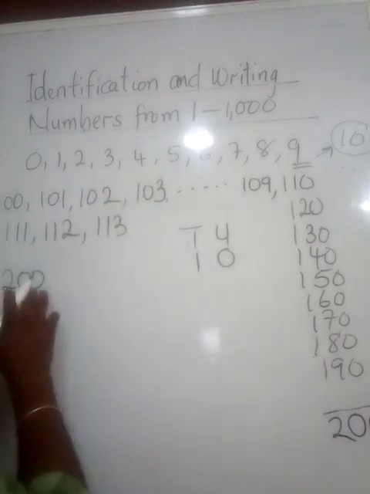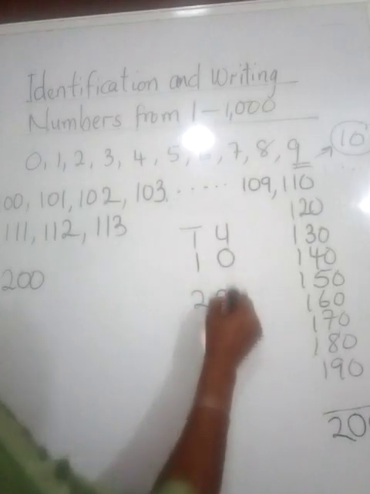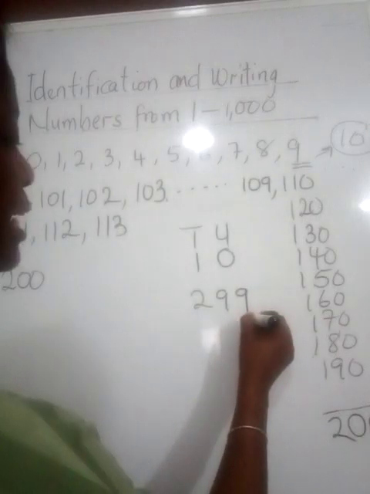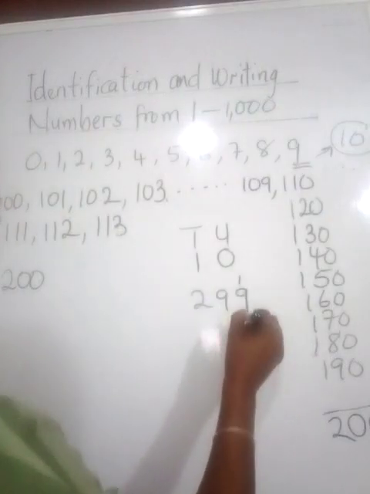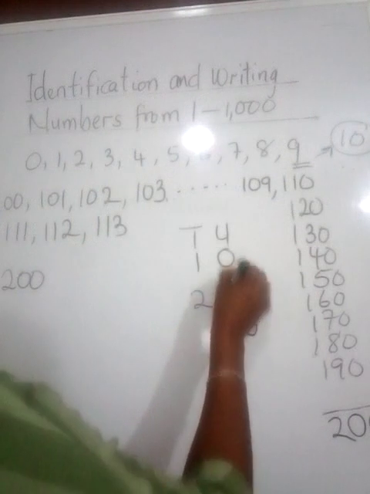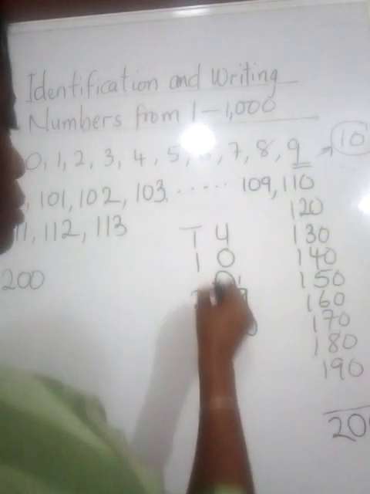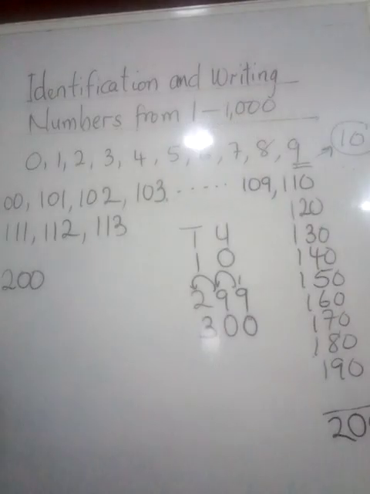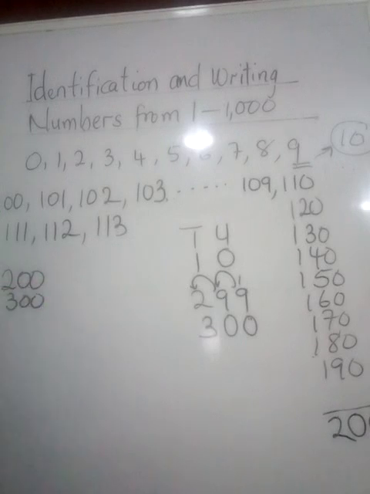And then by the time you get to 299, okay, the next addition of 1 unit, we change this 9 to 10, and 10 can't stay under unit. So when you add that one, this becomes 0, and the 10 comes here. This also becomes 0, and the extra one spills over here. So you move to 300. So from 200, you go to 300. From 300, you go to 400.